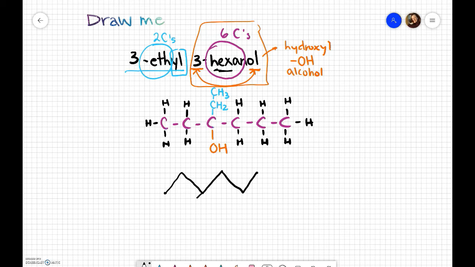We said on the third carbon, I've got 2 things going on. I've got an OH, so I have a little line going off to one side with my OH, and then I have a CH2CH3 as well. So that's going to look similar to what we've got going on here. Here's my first CH2, and then down here is my CH3.